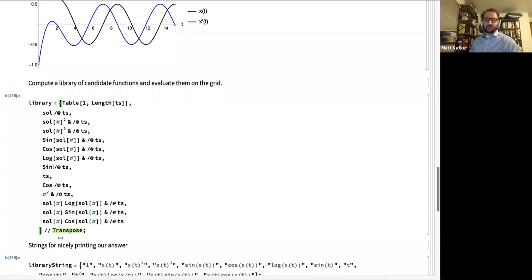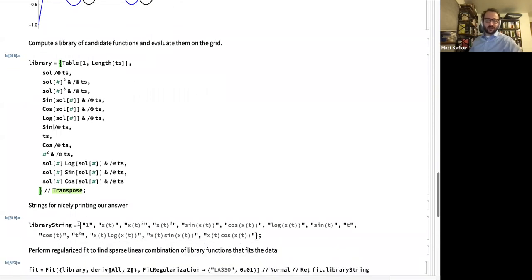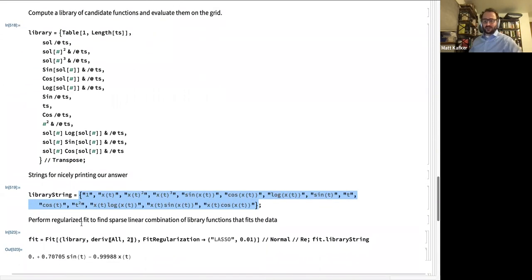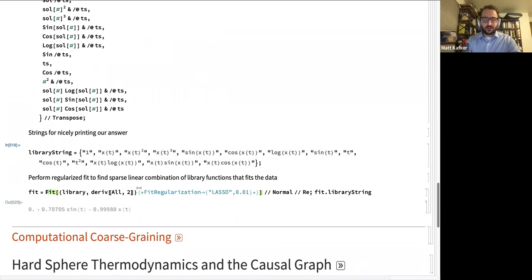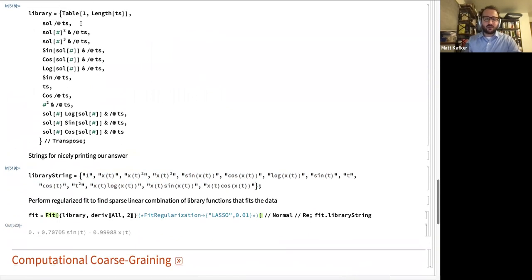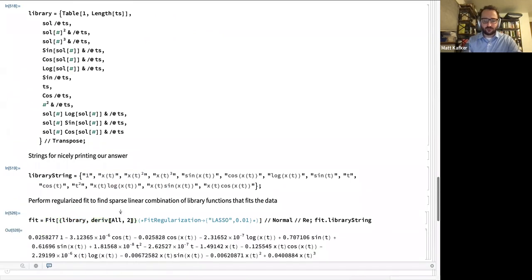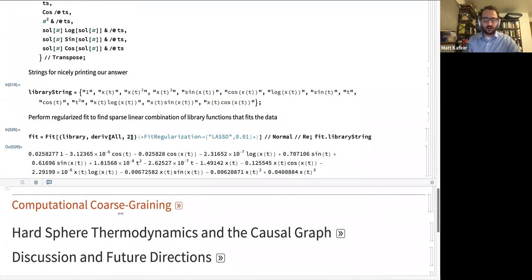So now the library is a matrix. And if you don't believe me, I can show you that. We'll just write these things as strings for a nice printing bit at the end. And then we just use this function fit here. So I'm going to comment this bit out and show you what happens if we just take this numerically computed derivative. This is x prime of t. And if we just fit the library, we'll see what happens. Okay, so this is a big mess.